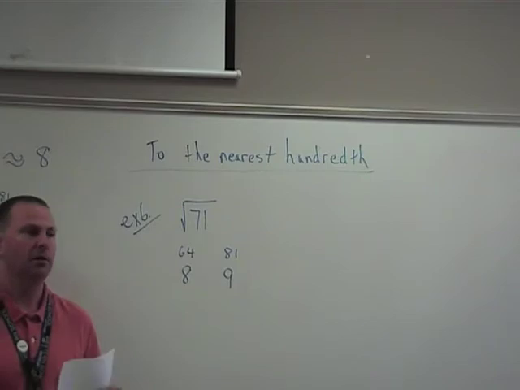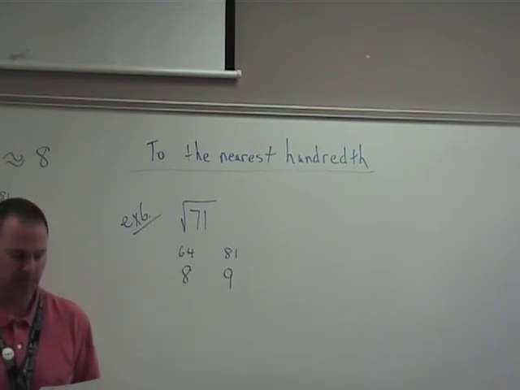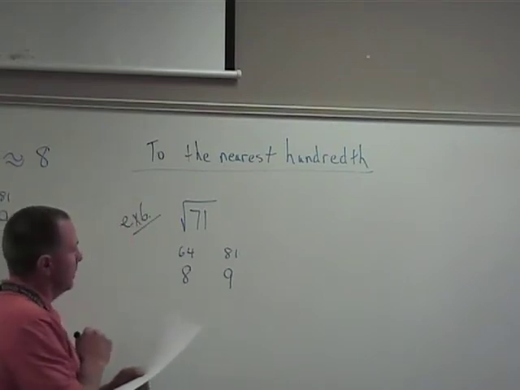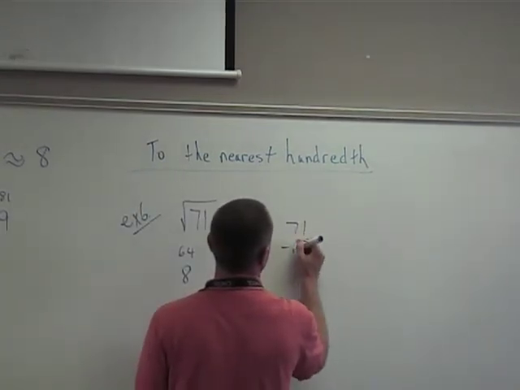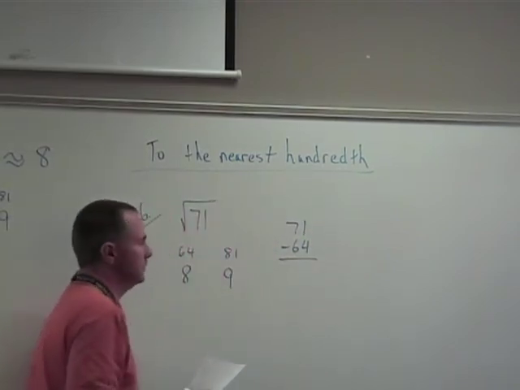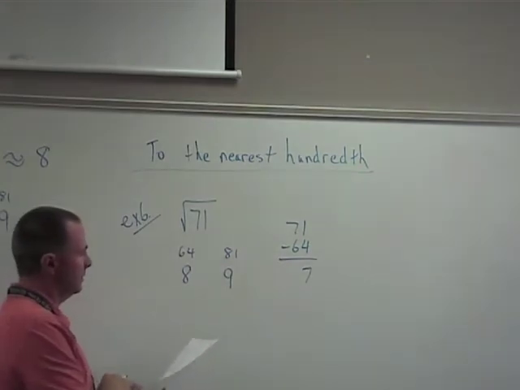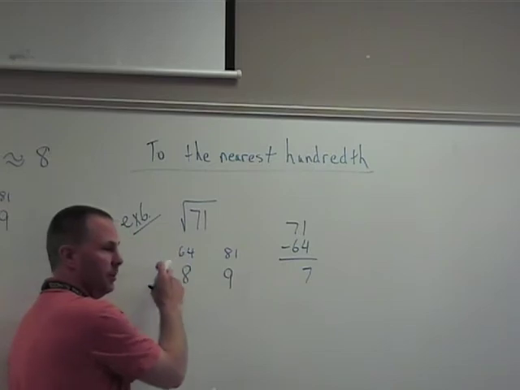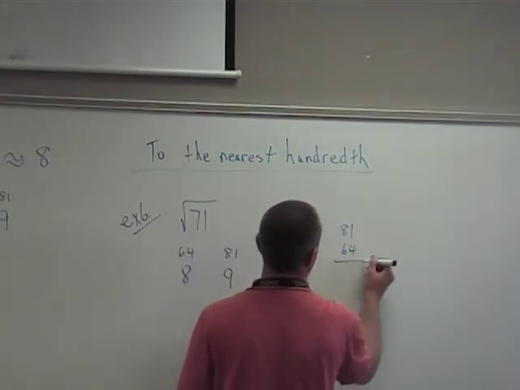Alright, step 1. Find the integers that it falls between. 8 and 9. Step 2. Subtract 71 minus 64. That's 7. Then subtract your upper number minus your lower number when they're squared. 81 minus 64. 17.